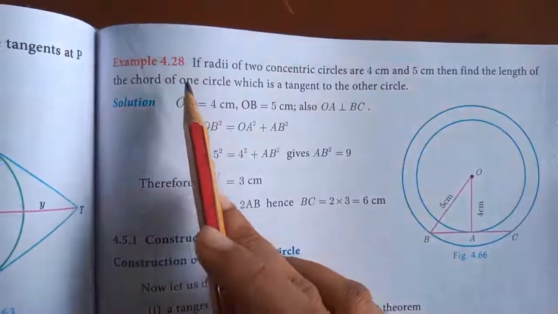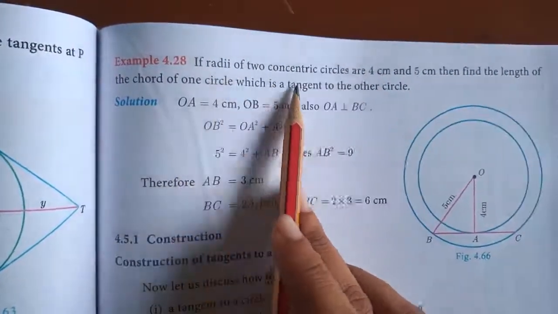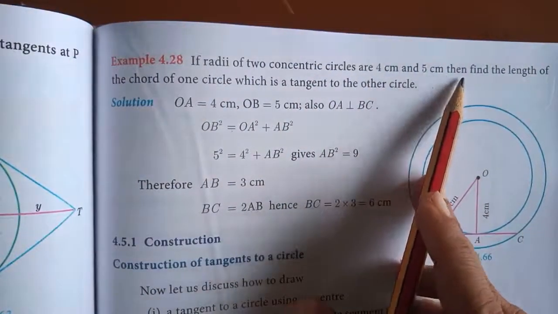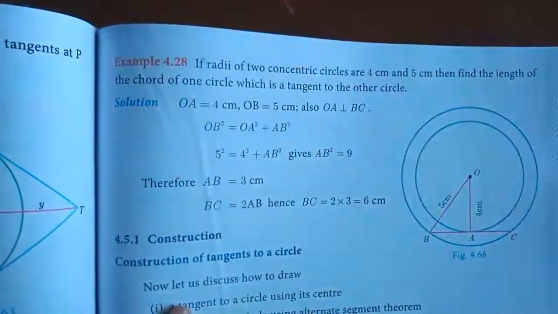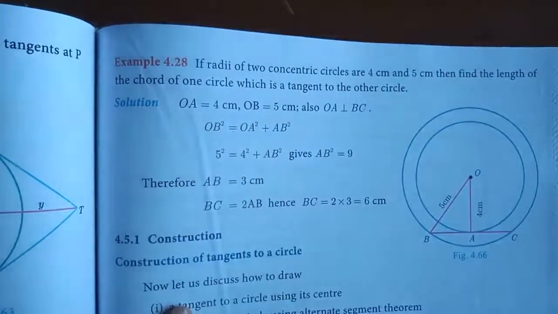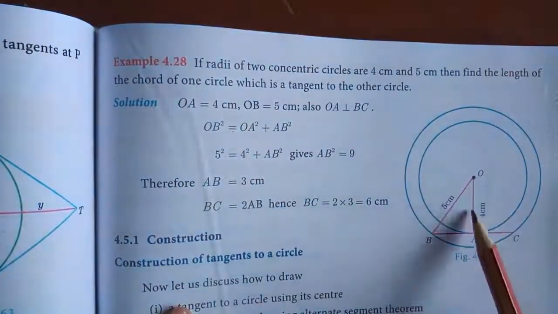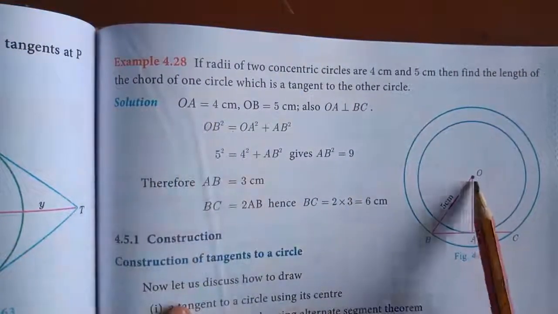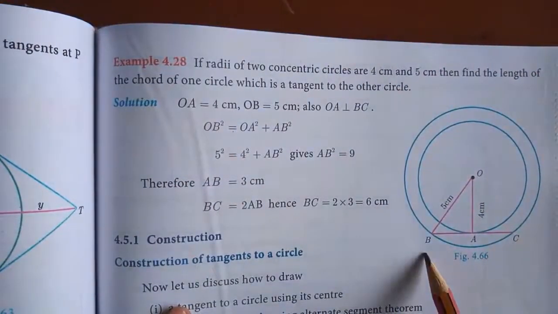Example 4.28, which is in page number 193. If radii of two concentric circles are 4 centimeter and 5 centimeter, then find the length of the chord of one circle which is a tangent to the other circle. So we can see a concentric circle of radius 4 centimeter and 5 centimeter respectively. So solution, OA is equal to 4 centimeter, OB is equal to 5 centimeter.